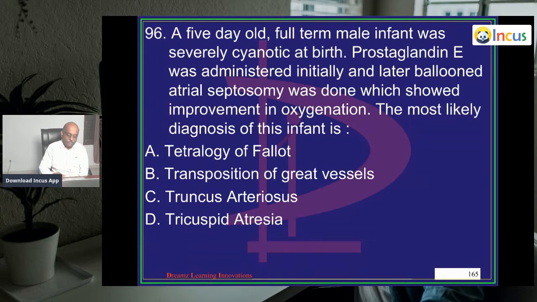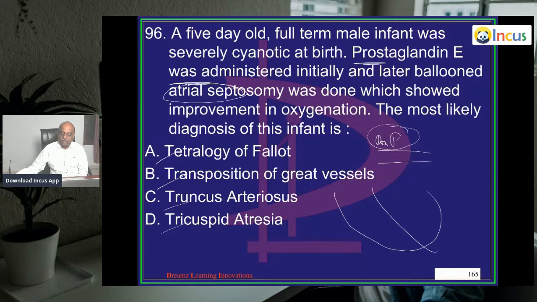A full-term infant, severely cyanotic. Cyanosis, what will you remember? Tetralogy, transposition, truncus arteriosus, tricuspid atresia. So in him, prostaglandin E was given, mainly to keep the ductus patent. Ductus you want to keep patent temporarily. And then later atrial septostomy was done. So what is your diagnosis?